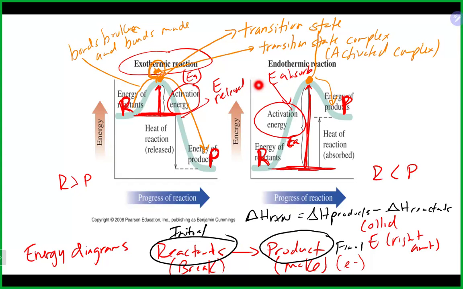So the difference here between the energy of the reactants and the energy of the products, if that was a straight line drawn, is actually the delta H of this reaction.